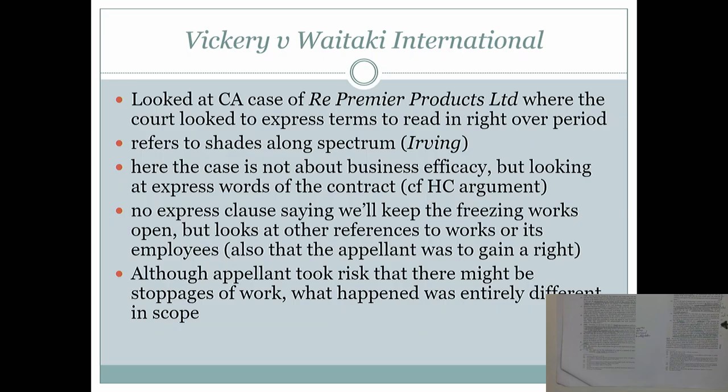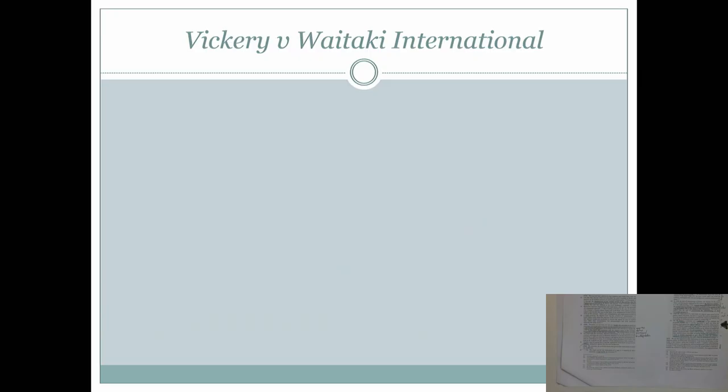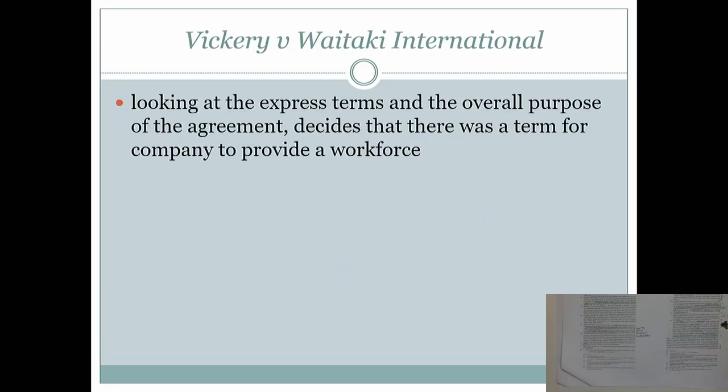While the appellant had the risk that there might be work stoppages, so there might be strikes in which the workers go off for a day or two or perhaps a week, being locked out, the freezing works closing down was clearly a risk of an entirely different magnitude, which was not one that the appellant took in the contract. So looking at those express terms and the overall purpose of the agreement, there was clearly, the court said, a term that should be implied in that the company was to provide a workforce. And as I say, the court found it quite obvious.